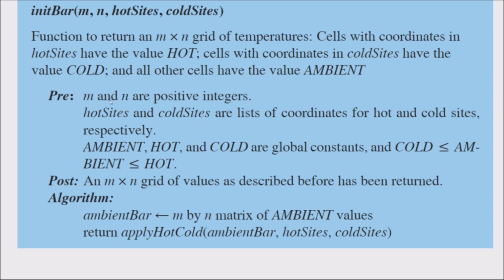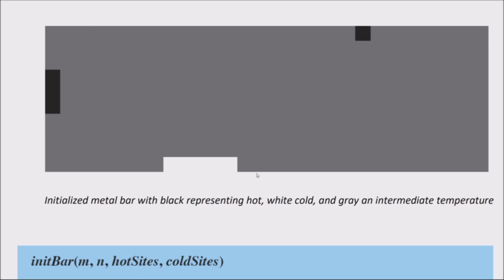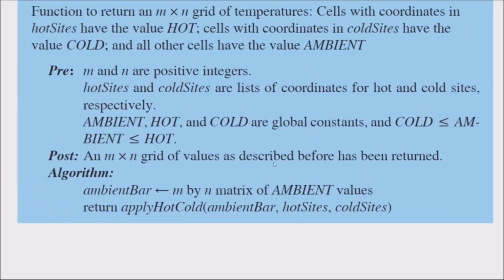And then it says m and n are positive integers. Obviously I'm going to divide these into m and n, and all positive. And then hot sites and cold sites are lists of coordinates of hot and cold sites respectively, and ambient, cold and hot are global constants, and cold is less than ambient, less than hot, right? Obviously this is the order. And then an m by n grid of the values. So what you're going to return here is the temperatures of each cell.